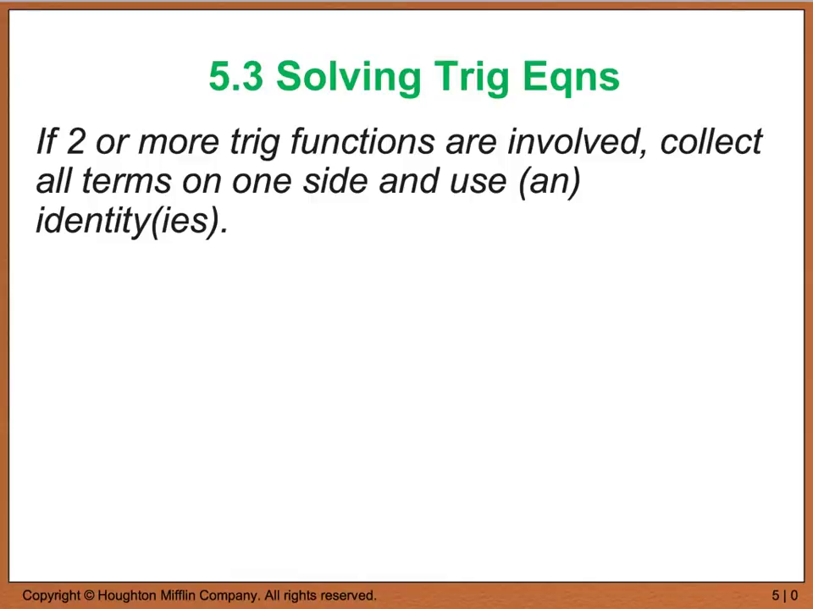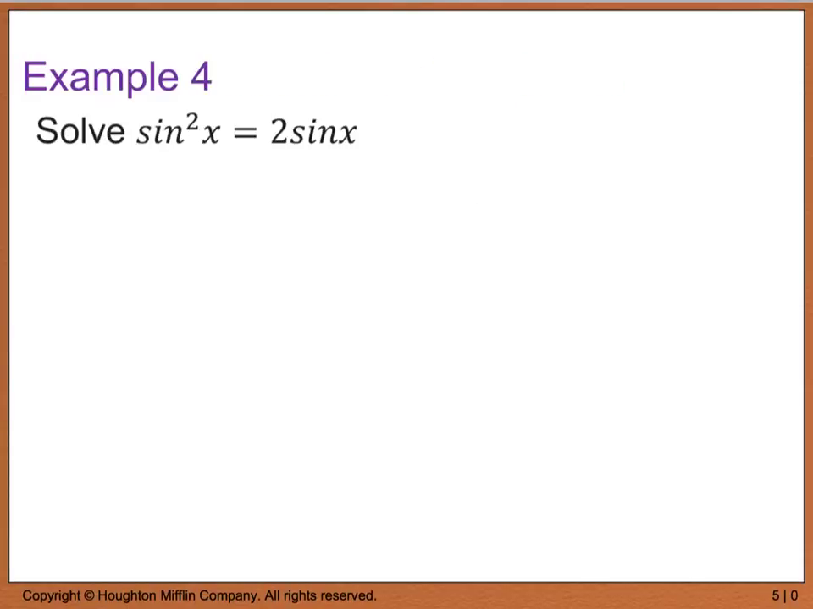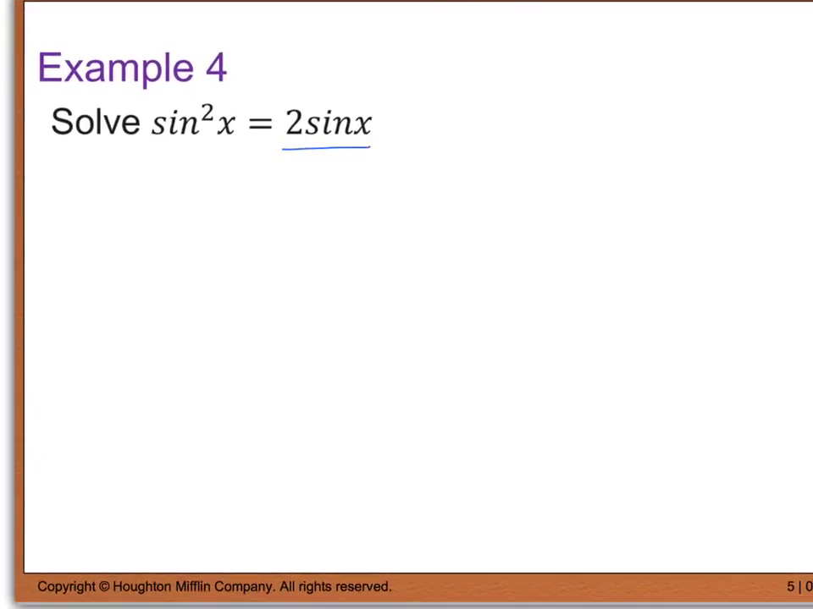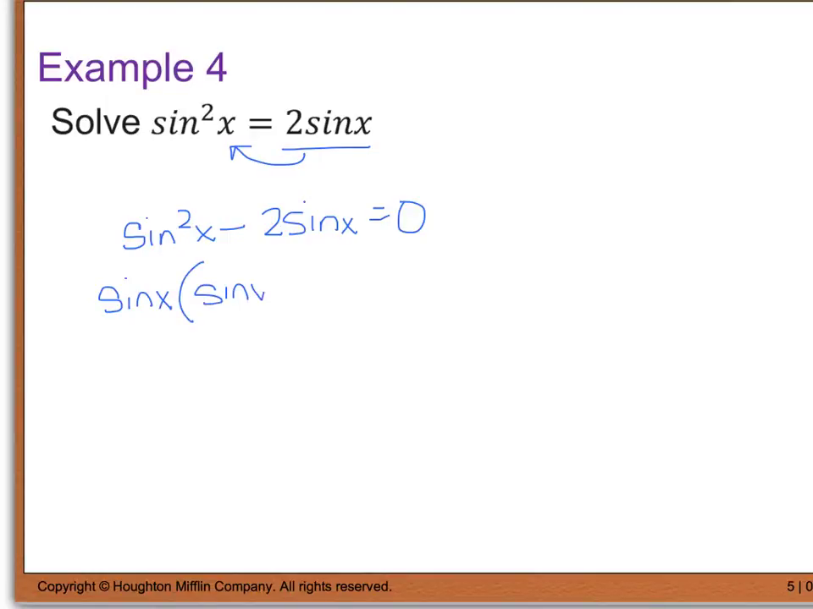If two or more trig functions are involved, the one thing I want you to keep in mind is we want to collect all of the terms on one side, and you use an identity or multiple identities if we have to. So example 4 says sine squared x equals 2 times sine x. So right now I'm going to move this function over to this side, and we end up with sine squared x minus 2 sine x equals 0. I notice each term has a factor of sine in it, so I can factor sine out, and I'm left with sine x times sine x minus 2 equals 0.